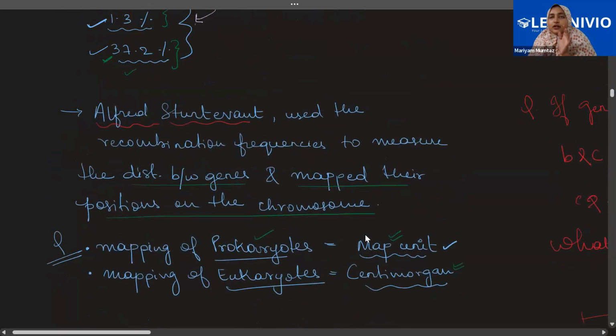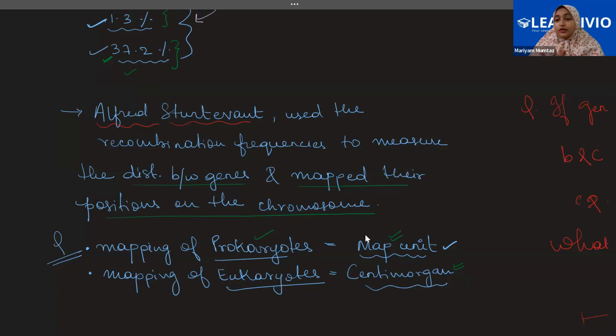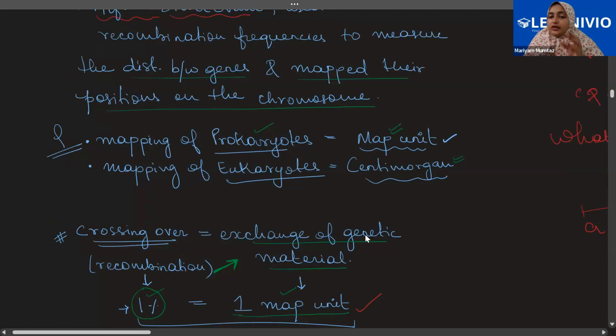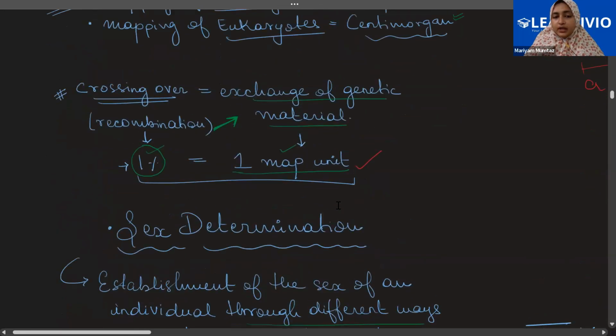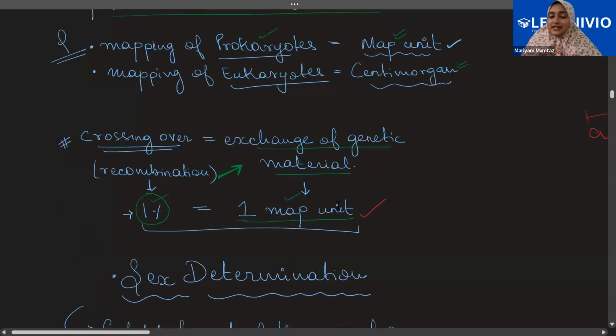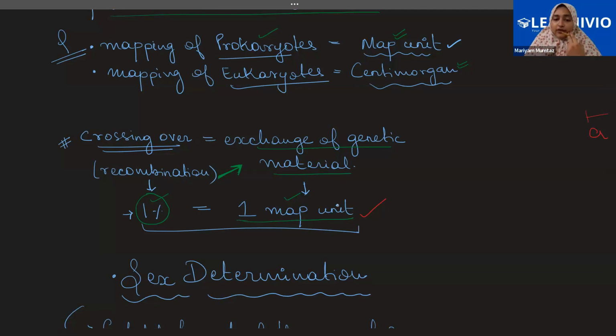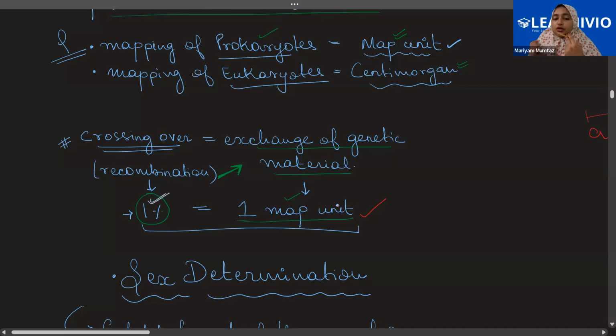Now, just like how we use certain symbols or SI units whenever any kind of calculation is done, same way for mapping also certain units are used. In the case of prokaryotes, the unit that is used is map unit. And in the case of eukaryotes, the unit that is used is centimorgan. Okay. Now, the crossing over, you already know that it is the exchange of genetic material. It is happening during the crossing over process. And for example, if there is 1% crossing over that occurred, in terms of prokaryotes, we will call it one map unit. Clear?